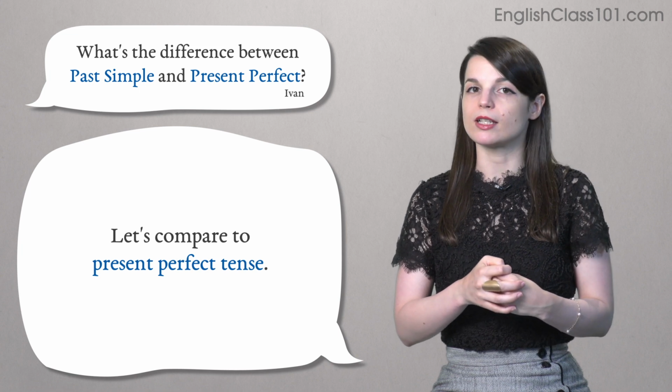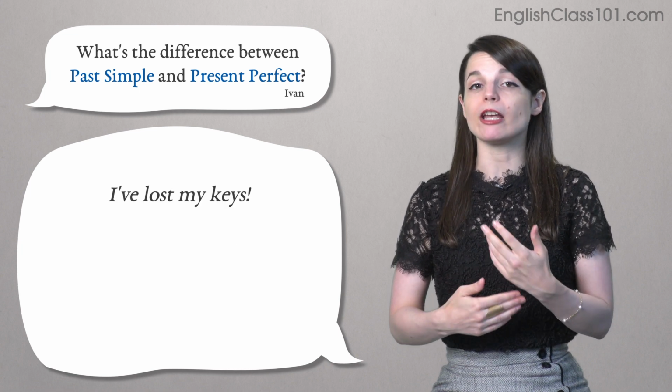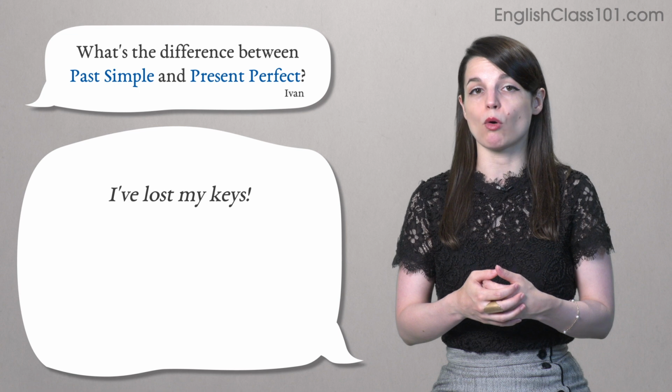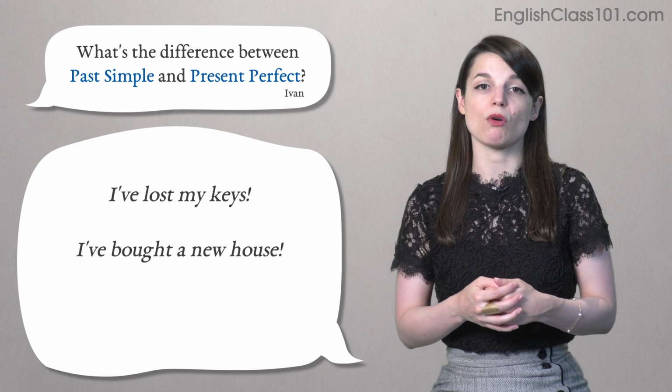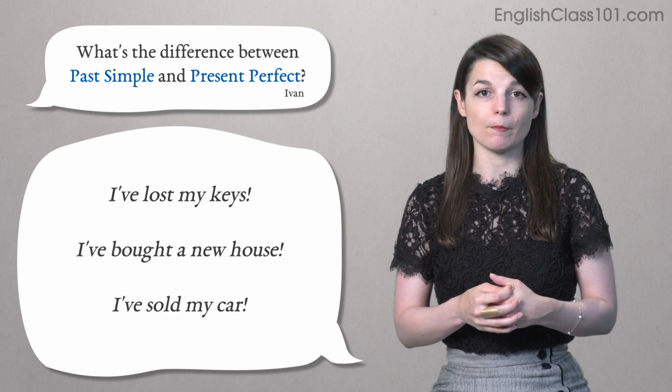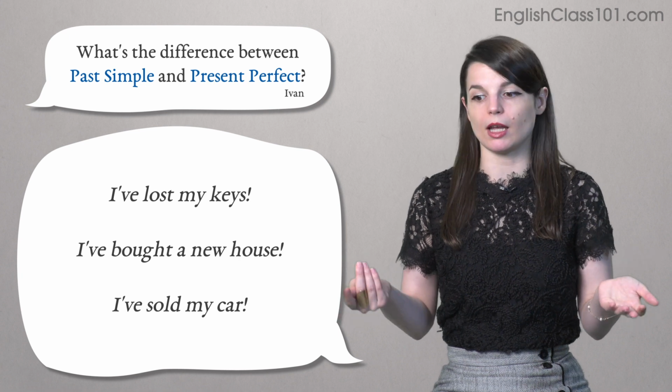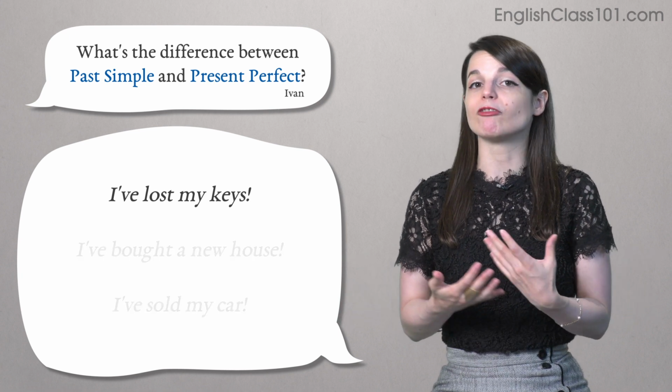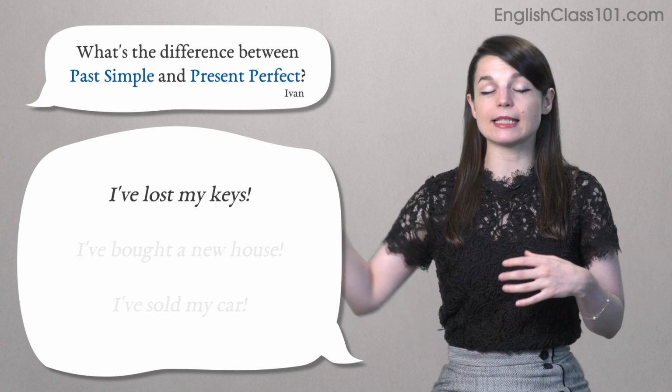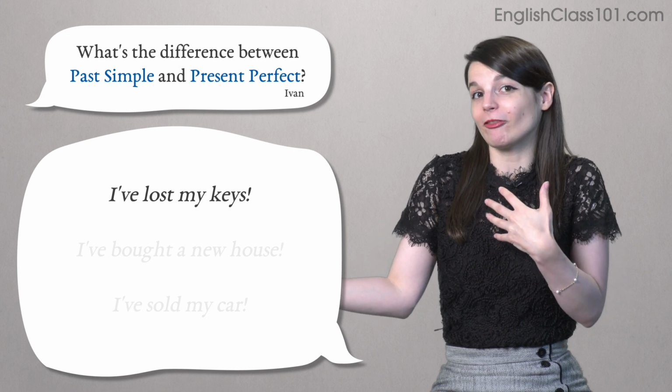When we want to communicate that some past action has an effect on the present, we can use the present perfect tense. So for example, I've lost my keys, or I've bought a new house, or I've sold my car. So what could the effect be there? In the first example, I've lost my keys. It's like at some point in the past, I don't know when, but at some point in the past, I lost my keys. Now I cannot find my keys.